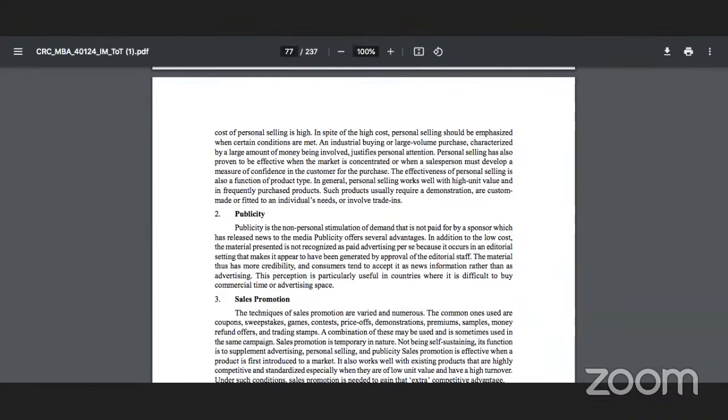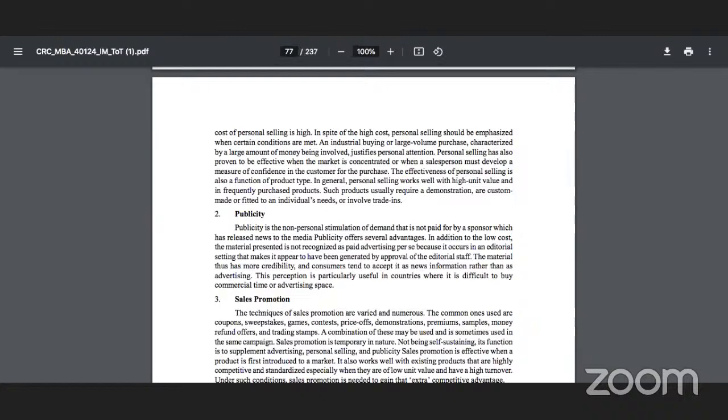The second one that we need to consider is publicity. And what is publicity? Unlike personal selling, it's non-personal stimulation of demand that is not paid for by a sponsor, which has released news to the media. At the same time, it offers several advantages. First and foremost, because it's not paid, it involves low cost. Second, the material presented is not recognized as paid marketing or paid advertising.